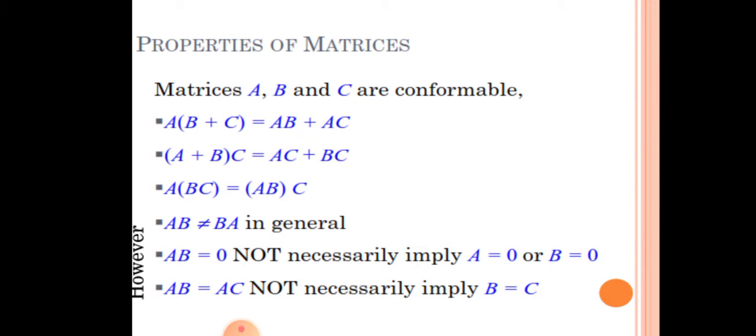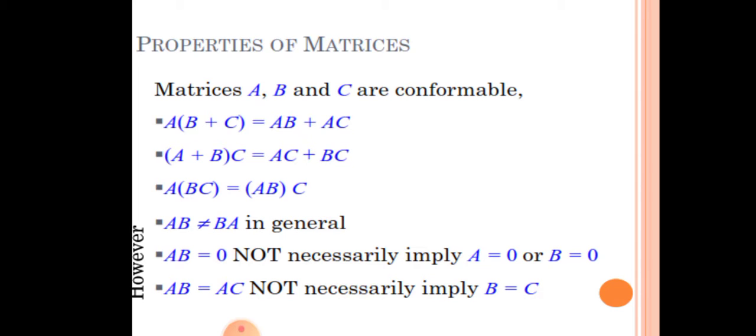And then the properties of matrices. Again, we have some properties. A, B, C are conformable. Here we are taking C also, another matrix. A into (B plus C) equals AB plus AC. That is the first property. Second property, (A plus B) the whole into C equals AC plus BC. Then A into BC equals AB into C. So these are the properties.